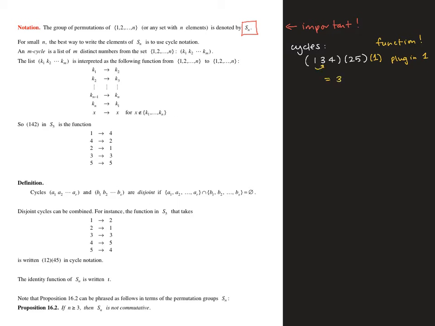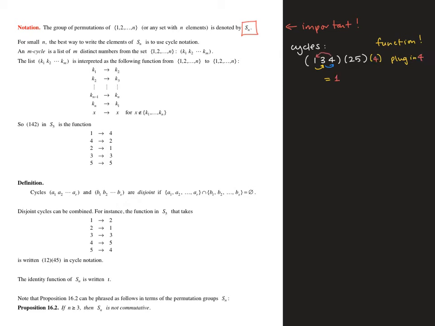The way to read the cycle is you find 1 and you see where it goes by looking one place to the right. And so when we plug in 1, we get 3. And if we plug in 3, we see that 3 gives us 4. What happens when we plug in 4?